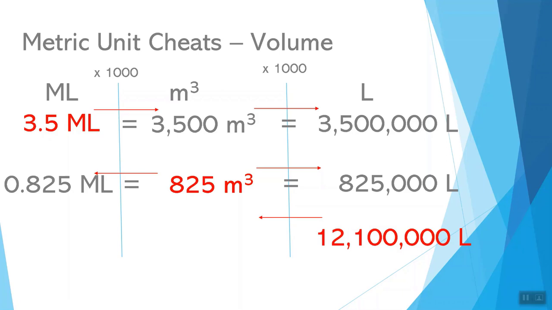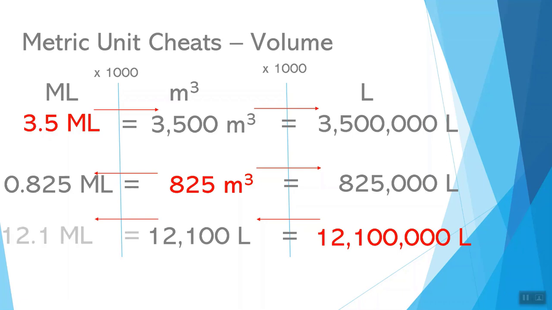Well, if you have a very, very large number of liters, 12 million, and you want to go again to the left, you move the decimal place to the left. So now instead of the decimal turning into a comma, the comma turns into a decimal. So it's 12,100. And if you want to go one column further, move the decimal place again 3 spots, and it becomes 12.1 megaliters.